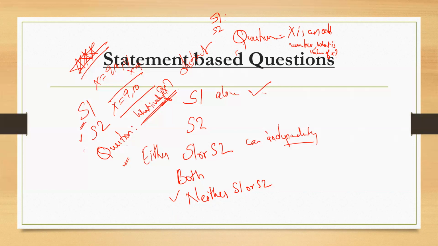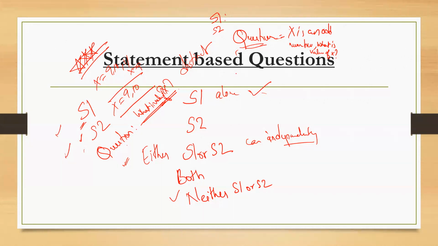Now what if this question is asked, where the conditions remain the same? S1 and S2 are the same. The question asked is: x is an odd number, what is the value of x? Which one will you mark here? S1 alone is sufficient to answer, S2 alone is sufficient to answer, either S1 or S2, both, or neither. Which one will you go with? The values of x you are getting are x is equal to 9, 10, 11 and x is equal to 9 and 10, from statement 1 and statement 2.